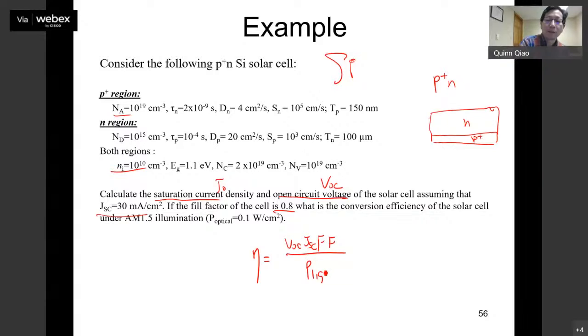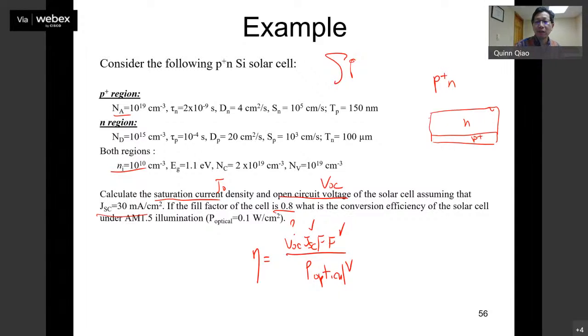Right, okay? Sunlight intensity. Since the light or optical power is the same thing, maybe I should write optical here. Optical, okay? See, this one is known, fill factor is known, and JSC is known. I need to figure out what's my VOC, right? How can you find VOC?